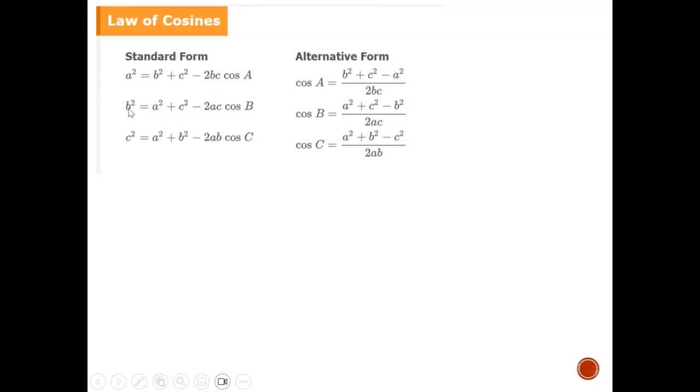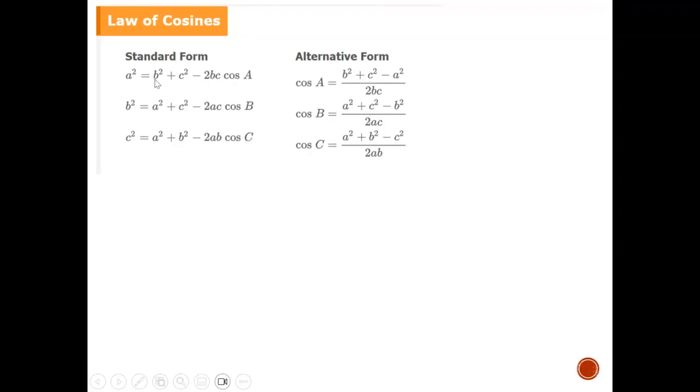Same thing here with B, right? For example, if we're looking for side B, we have side A and side C, so it's going to be cosine of B. And same thing with C squared is equal to A squared plus B squared minus 2AB times cosine of C.